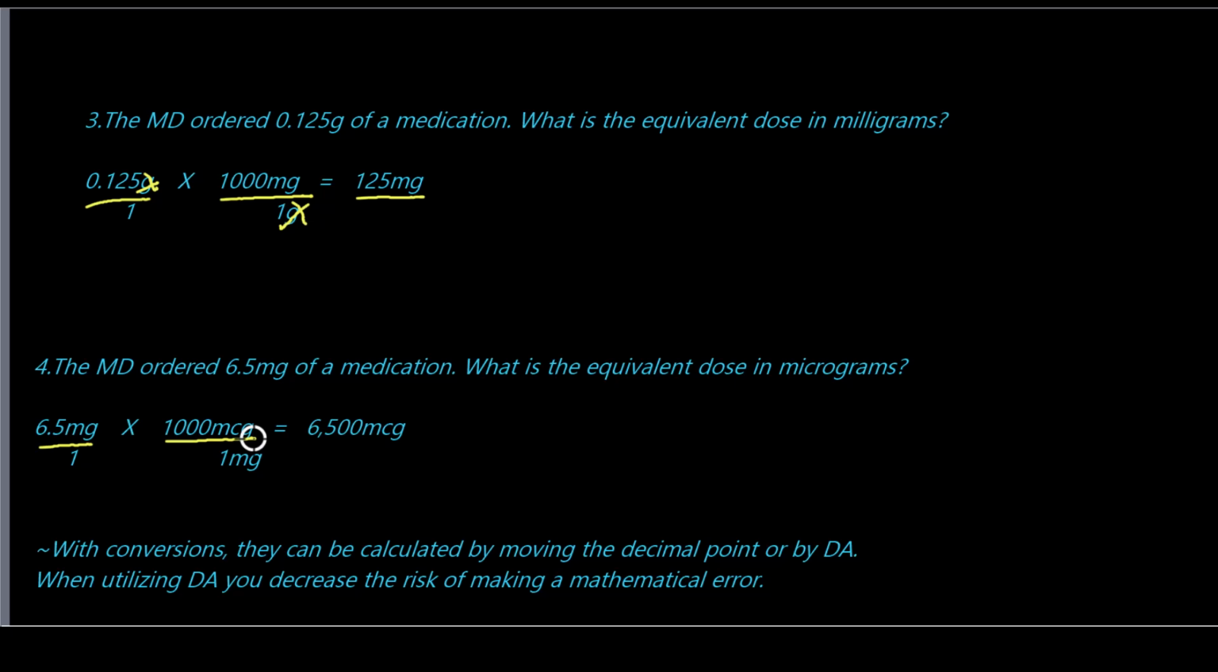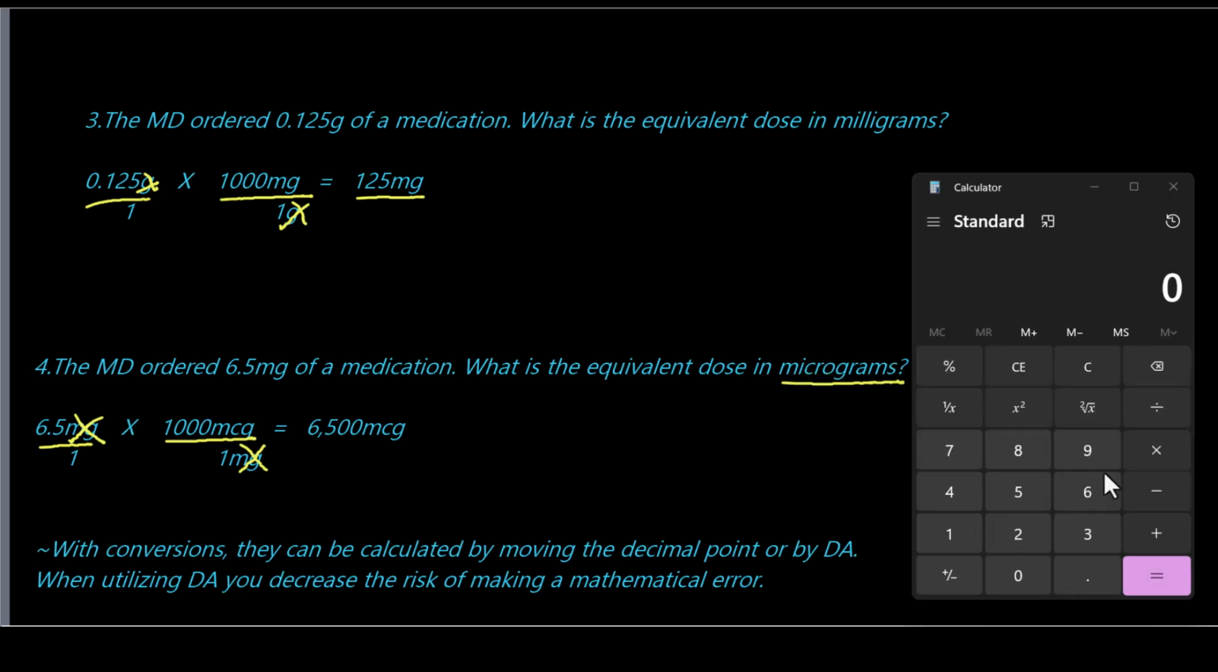All right, number 4. The MD ordered 6.5 milligrams of a medication. What is the equivalent dose in micrograms? We have this problem set up, 6.5 milligrams over 1. We're going to multiply that by our conversion factor, 1,000 micrograms over 1 milligram. Our milligrams cancel out, so we're where we want to be in micrograms. We're going to multiply 6.5 times 1,000, and our final answer will be 6,500 micrograms.